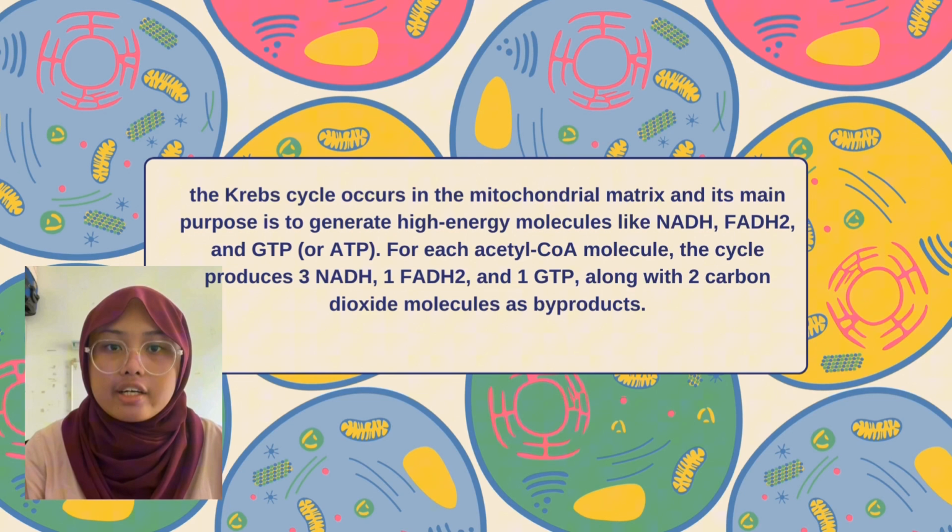The Krebs cycle occurs in the mitochondrial matrix, and its main purpose is to generate high energy molecules like NADH, FADH2, and GTP or ATP. For each acetyl-CoA molecule, the cycle produces 3 NADH, 1 FADH2, and 1 GTP, along with 2 carbon dioxide molecules as byproduct.